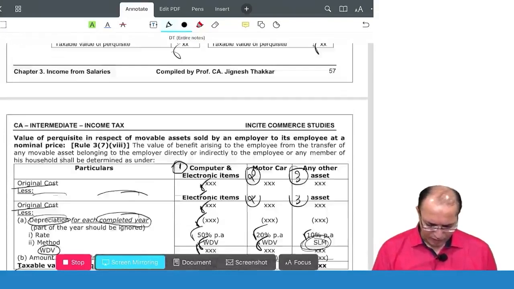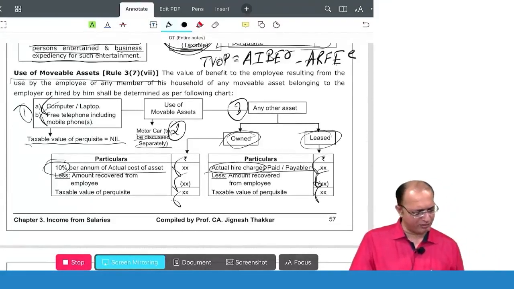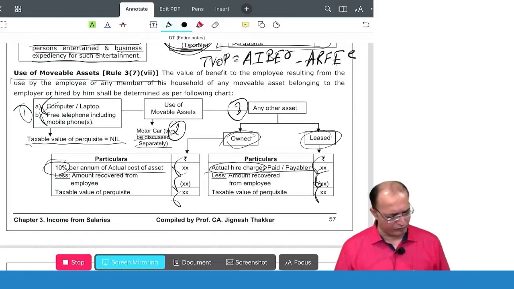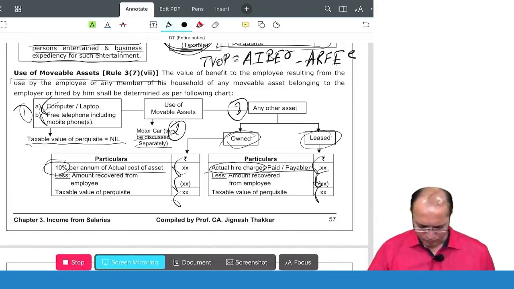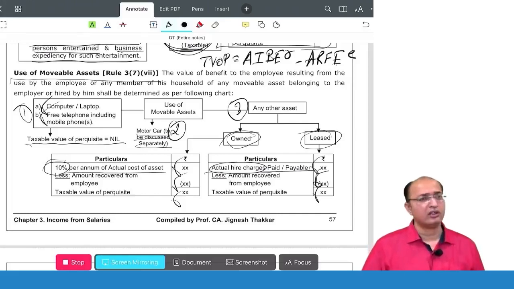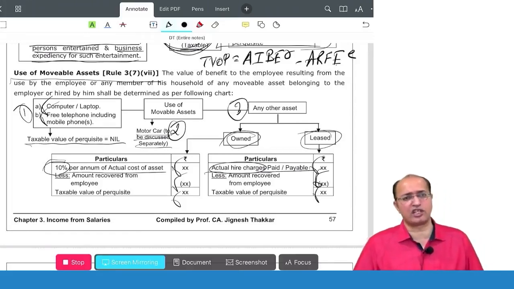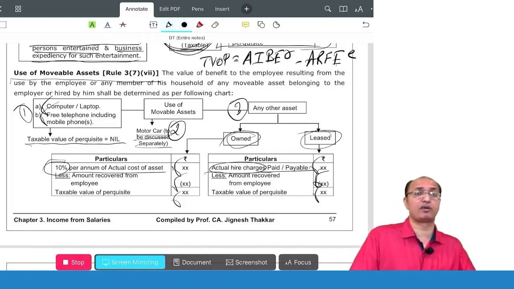Now you tell me, use of video camera falls into which category? In point number 7, use of movable asset, the first category is computer, laptop, free telephone facility. Second category is motor car. Third category is other asset. So my video camera will fall into which category? Other asset. This is owned because the cost is given to you. So what is the cost? 40,000 rupees. On that you apply depreciation at 10% per annum.